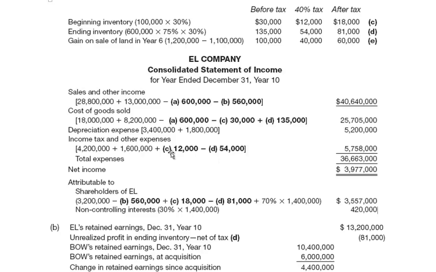So that adjusts our cost of goods sold to $25,705,000. And by walking through a series of adjustments, we're also going to get income tax and other expenses of $5,758,000. Now what we see is our depreciation expense. There was no adjustment to depreciation this year. It sits at $5.2 million. So we're going to have total expenses of $36,663,000, and that would give us net income of $3,977,000 once we take our sales revenue and deduct our total expenses.